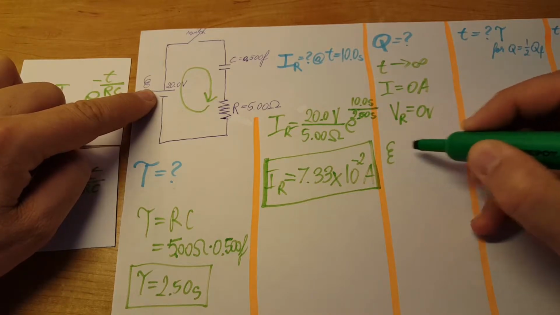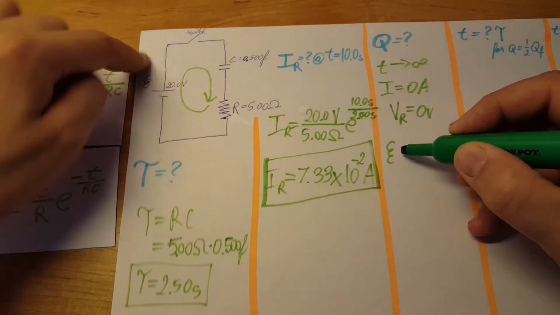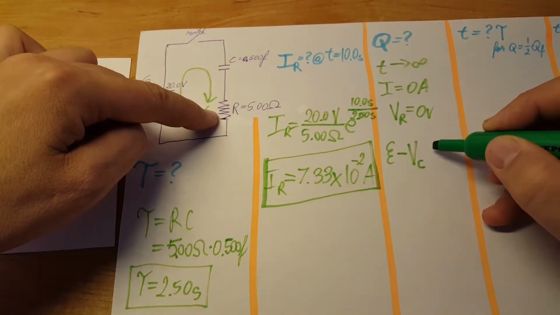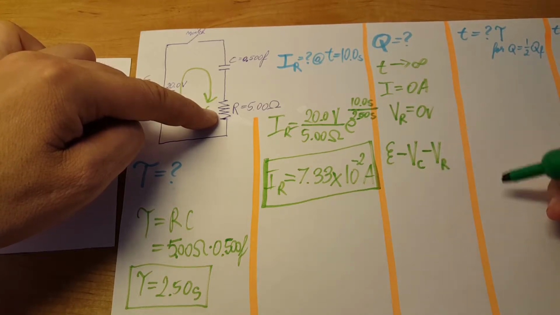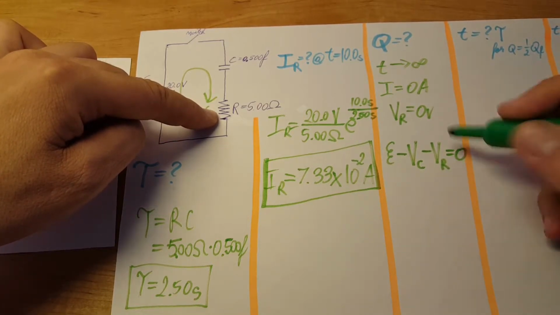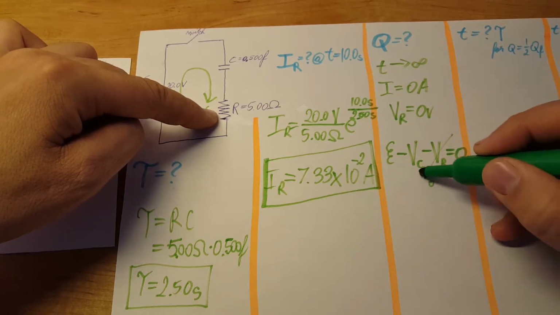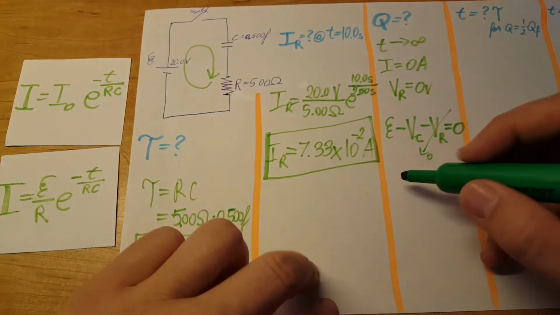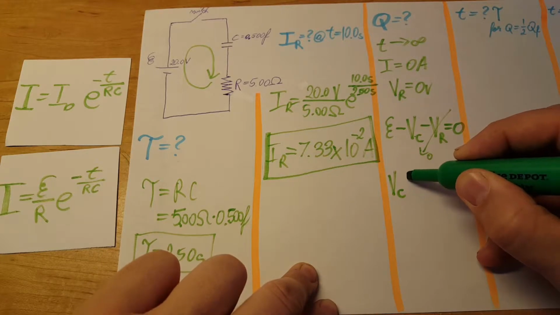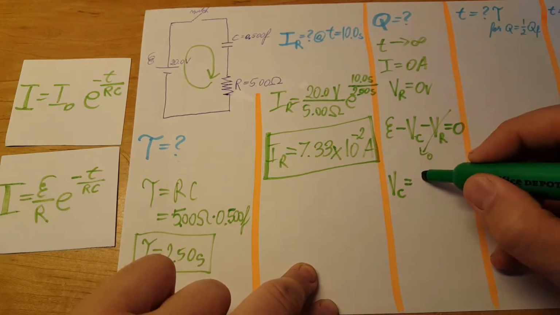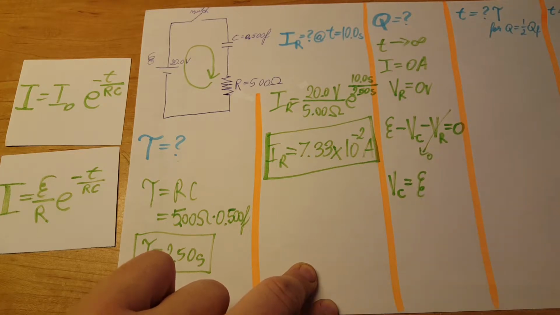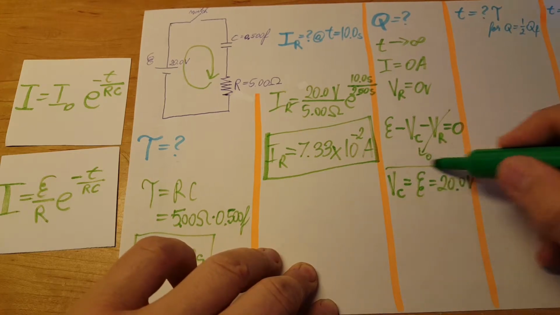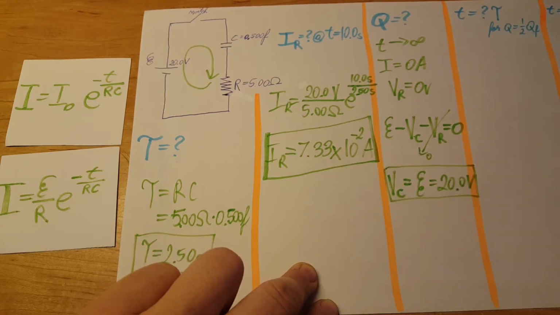Starting at the EMF, plus EMF, go around, minus the voltage on the capacitor, minus the voltage on the resistor, equals 0. This one we know is 0. We have only these two left, and that's actually very good because V on the capacitor equals EMF, which equals 20 volts. Okay, this is just part of it.